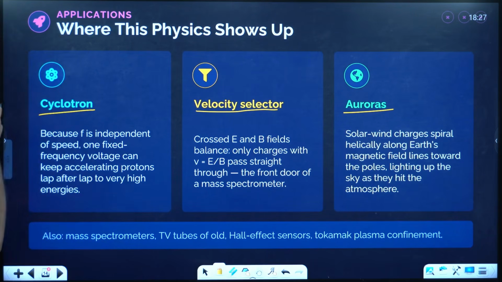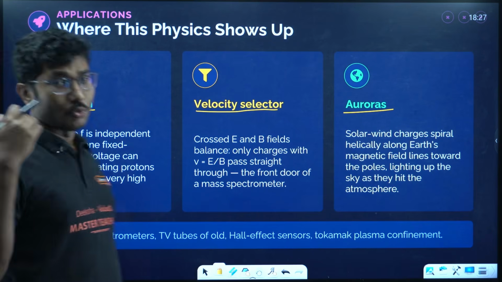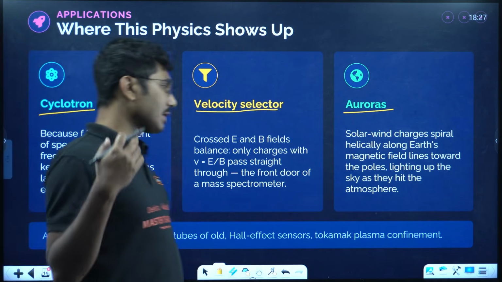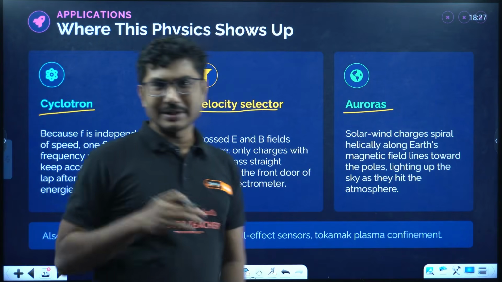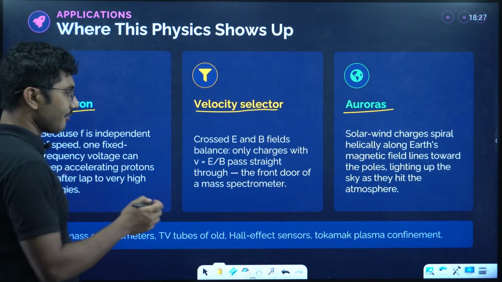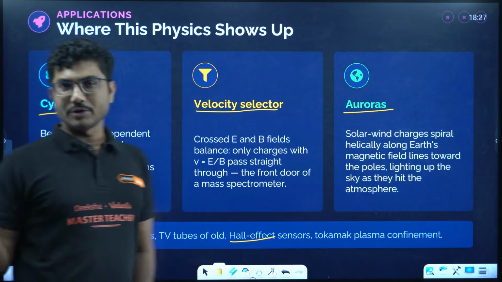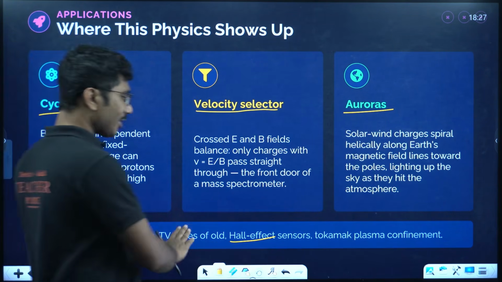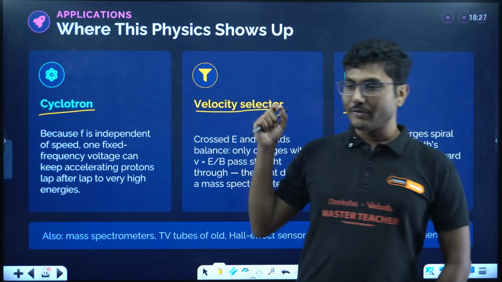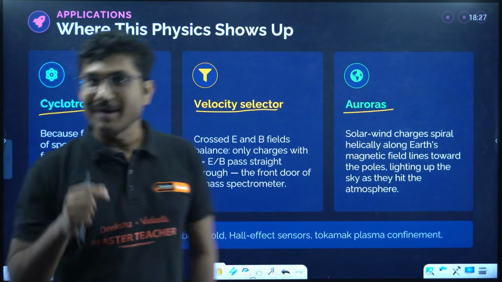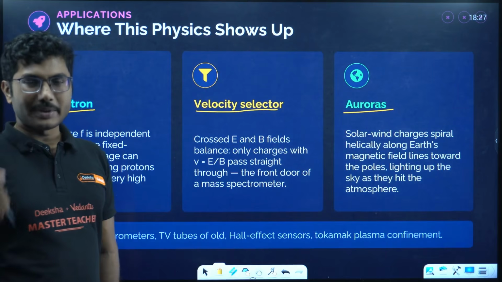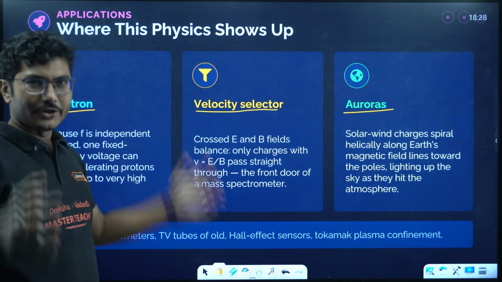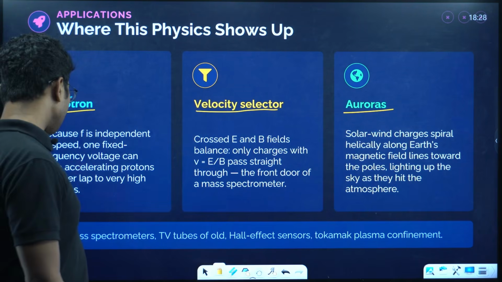Also mass spectrometers, TV tubes, old generation TV tubes, Hall effect sensors, tokamak, plasma confinement. These are very high level experiments. Hall effect, maybe if you study physics in future you might study what is a Hall effect. We have to do an experiment. Hall effect is one of the difficult experiments because it requires a lot of accuracy to get the correct result. So that one experiment is based on this technology. TV tubes, obviously old generation cathode ray TV tubes, actually had similar technology.